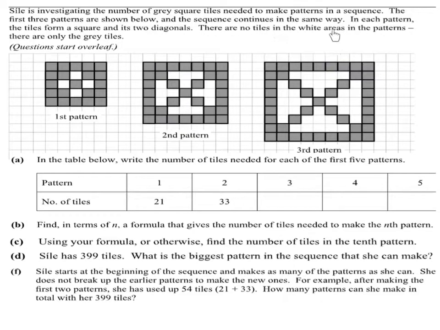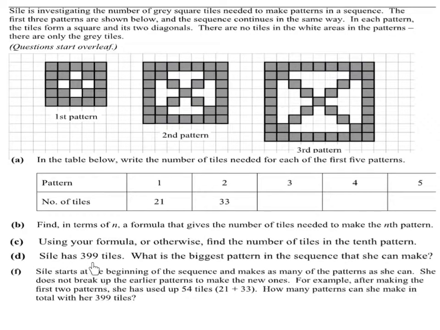There are no tiles in the white areas in the patterns. There are only grey tiles. Part A. In the table below, write the number of tiles needed for each of the first 5 patterns. B. Find in terms of n a formula that gives the number of tiles needed to make the nth pattern. C. Using your formula or otherwise, find the number of tiles in the 10th pattern.